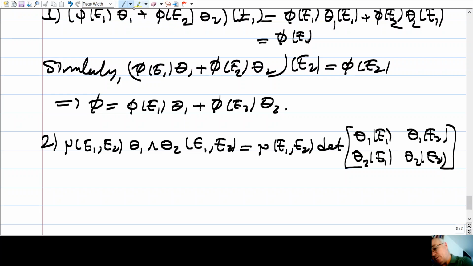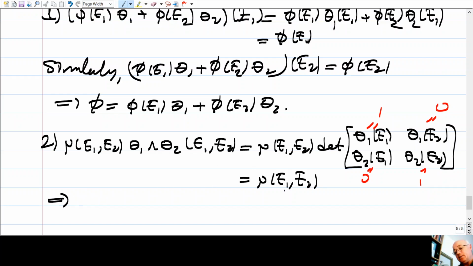Well, what is this matrix? This is just the identity matrix, because this is 1, this is 0, this is 0, and this is 1. Therefore, the result is just nu of E1, E2. So the result follows. This form and this form agree on this basis, hence nu is just nu of E1, E2 times the two form theta 1 wedge theta 2.